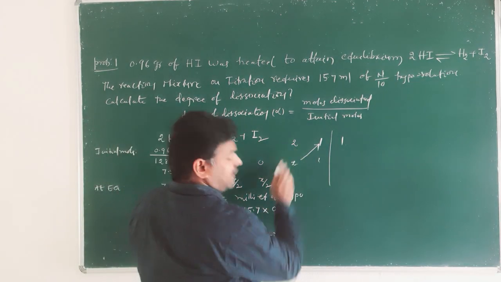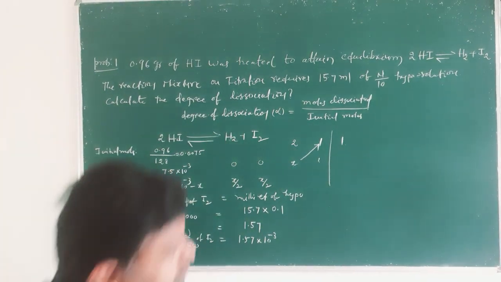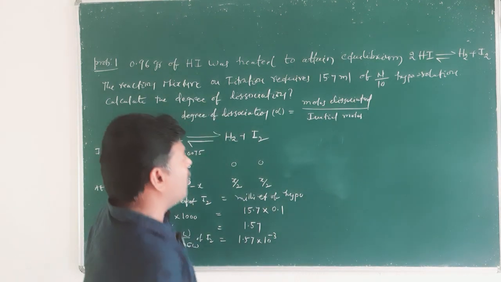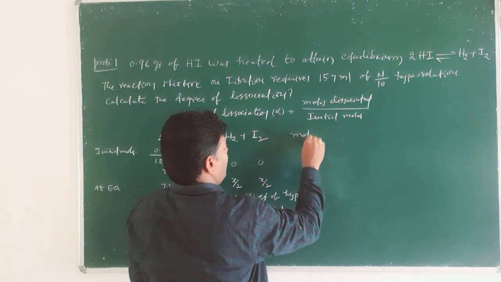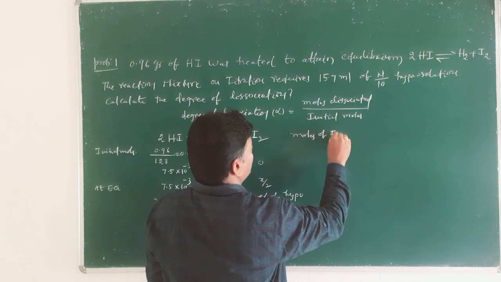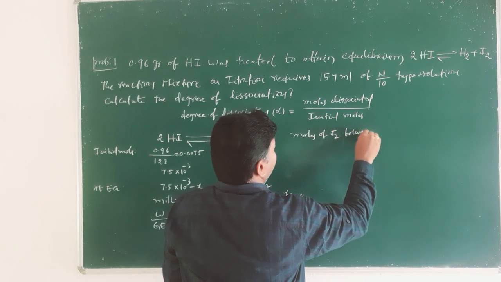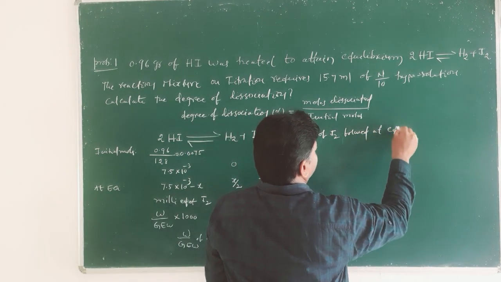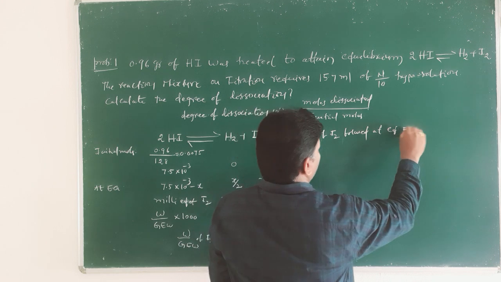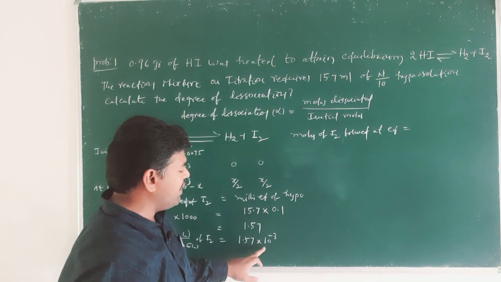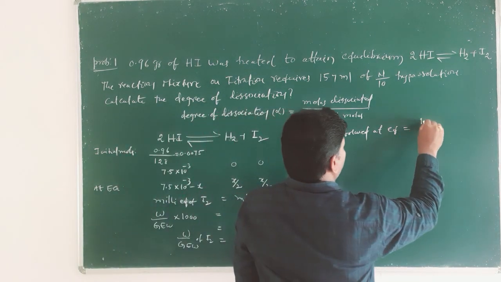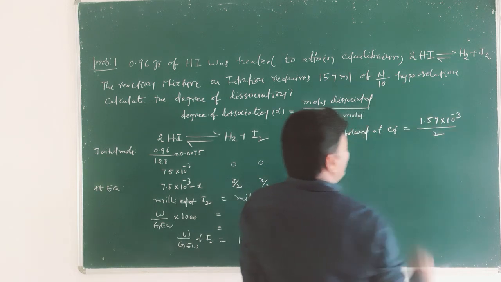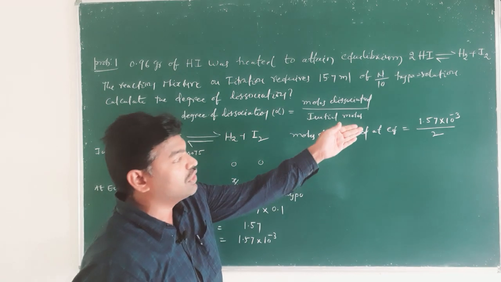Moles of I2 formed at equilibrium during the titration is equal to its weight, 1.57 into 10 power minus 3, divided by 2, that is 1.57 into 10 power minus 3 by 2. Why am I dividing that value by 2?